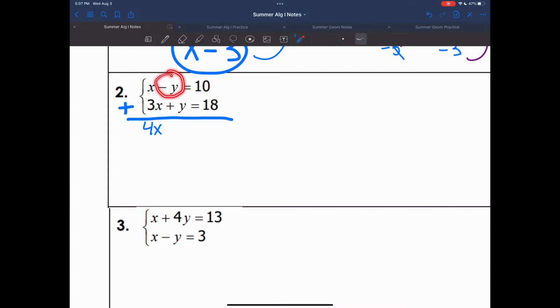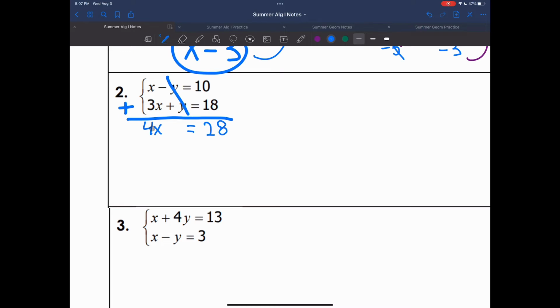We have a negative y plus a positive y, which goes to 0. Those will cancel each other out, so we can go ahead and cross those out, which is great. That is what we want to happen. Let's bring down our equal sign, and we're going to do 10 plus 18 to give me 28.